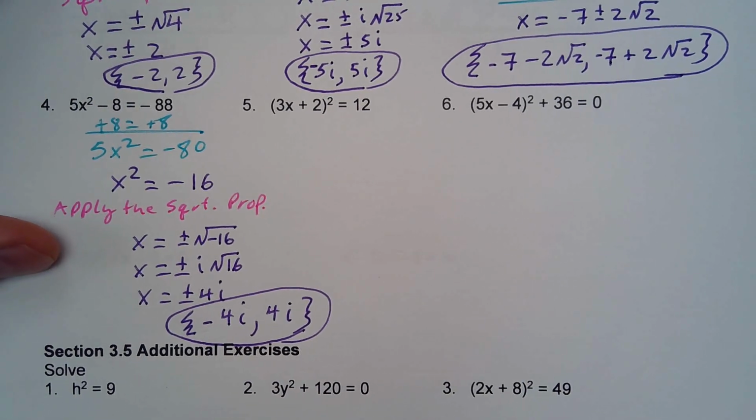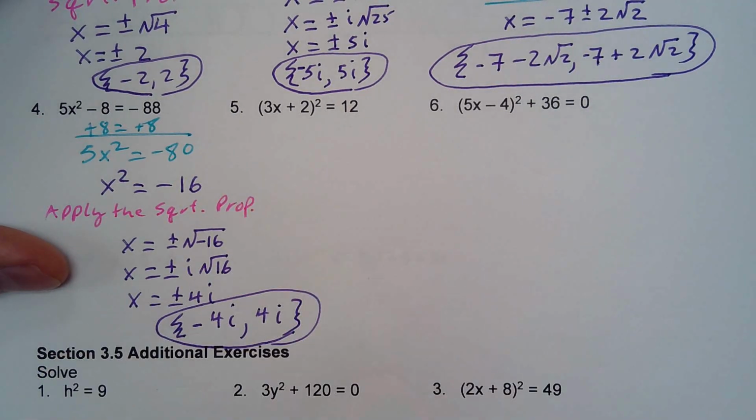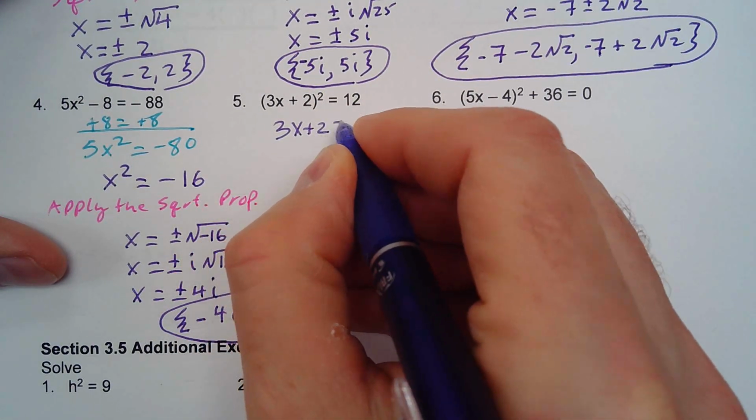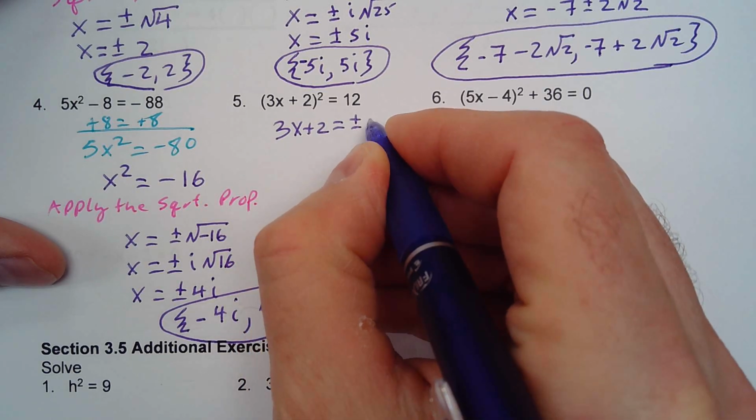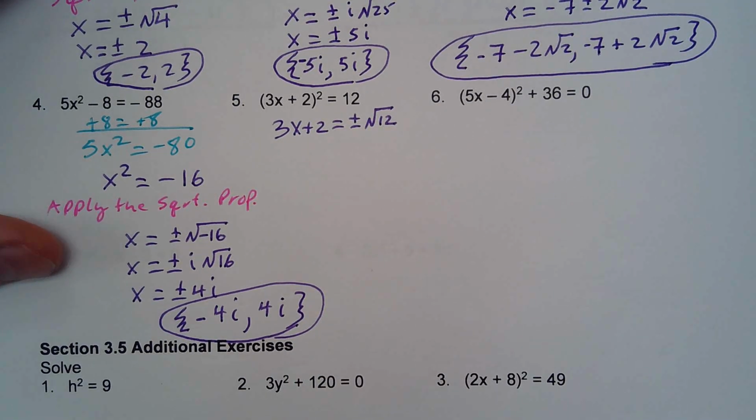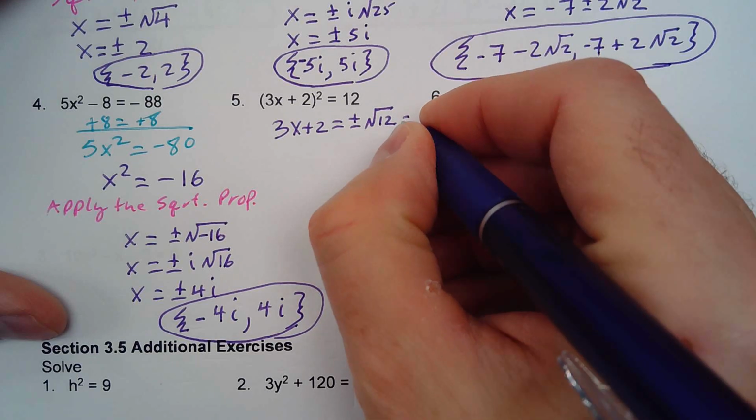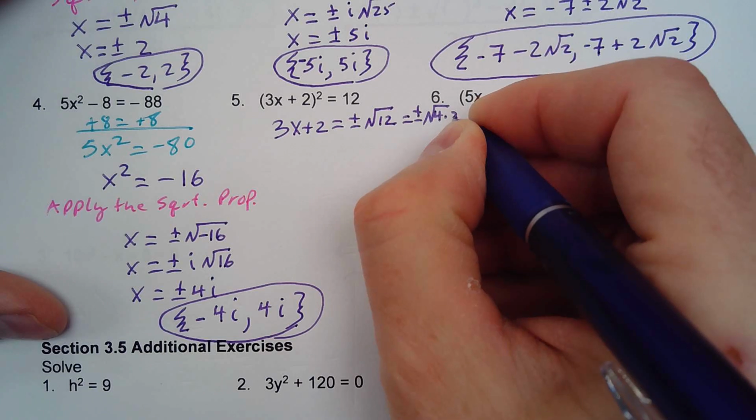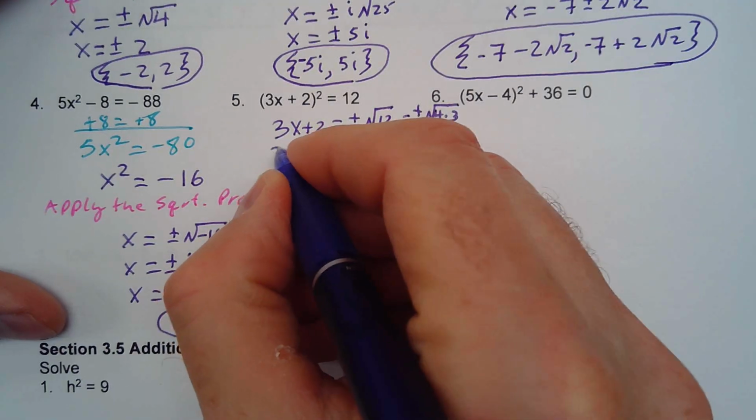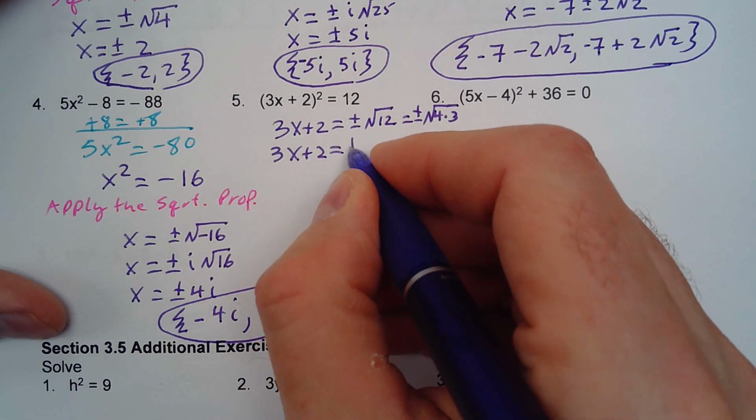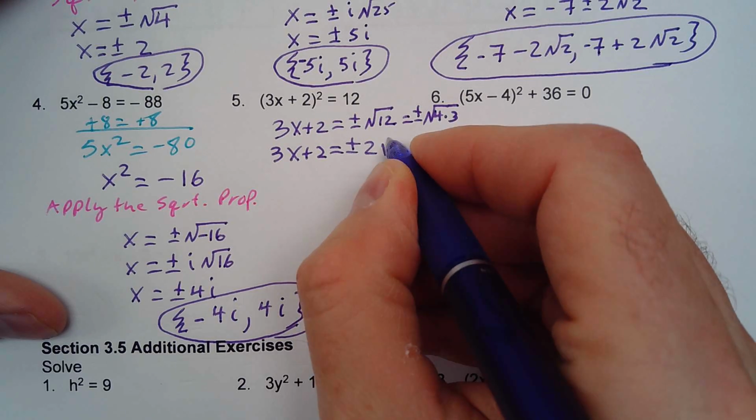All right, let's try the next one. So again, here I can immediately use my square root property. This would be 3x plus 2 equals plus or minus the square root of 12. The square root of 12 is the square root of 4 times 3. And the square root of 4 would be 2. So this becomes plus or minus 2 square root of 3.